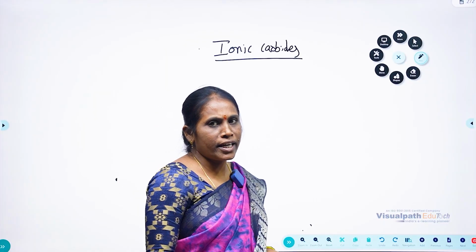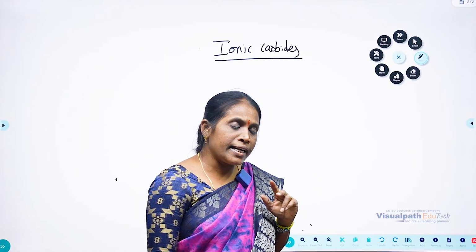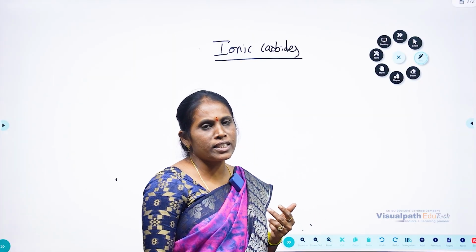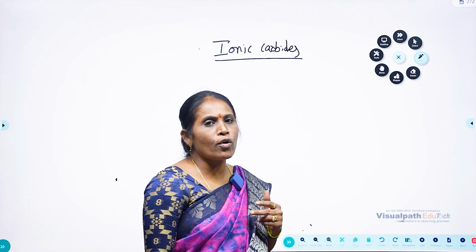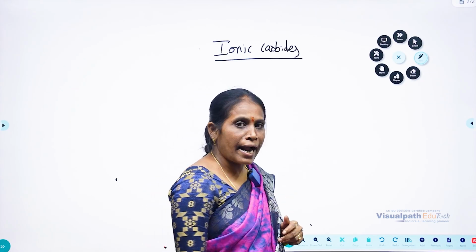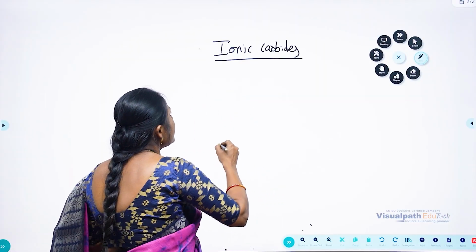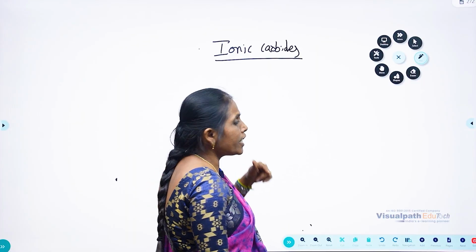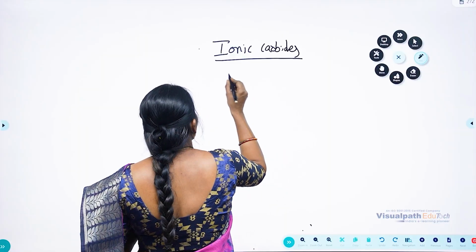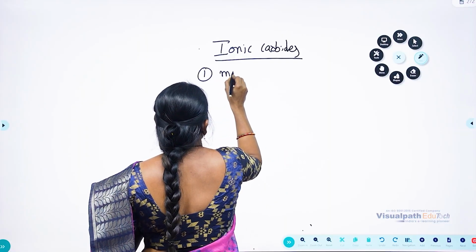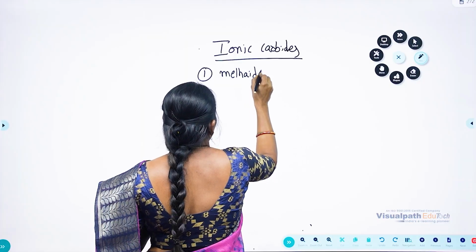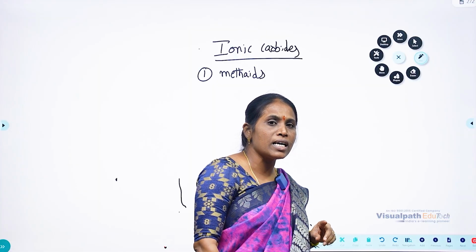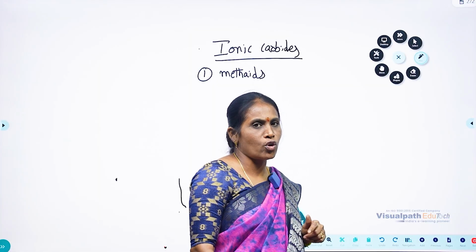So here ionic carbides are formed between carbon and more electropositive metals, where the carbon is with more electronegativity, that is known as ionic carbides. These ionic carbides are again three types, based on the product. One is the methanoids. Methanoids means here the product is methane. Here it forms methane as a product, so then it is known as a methanoid.